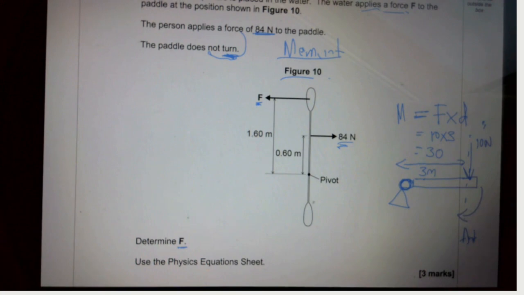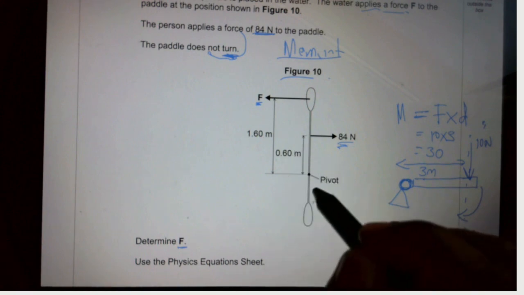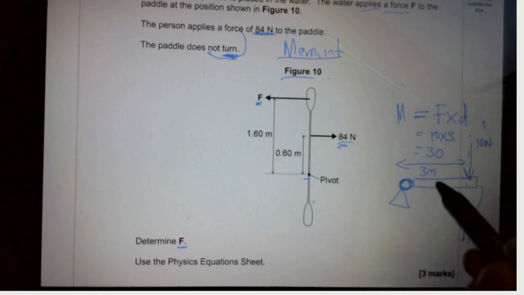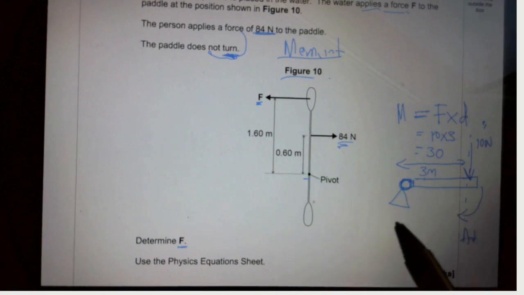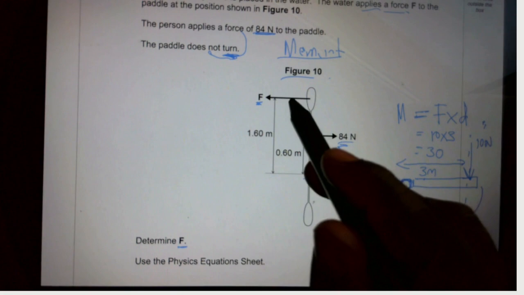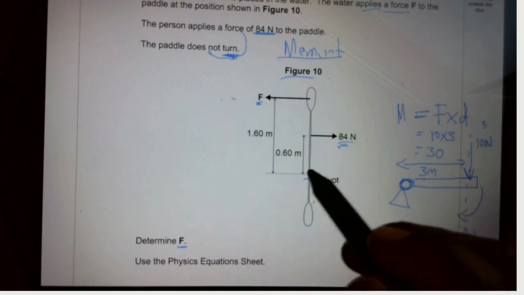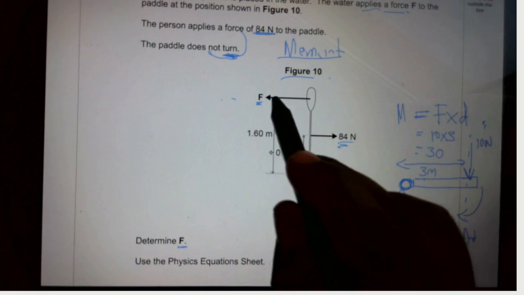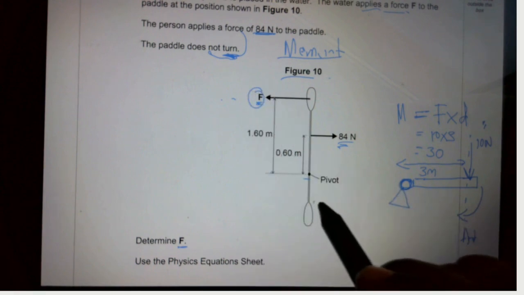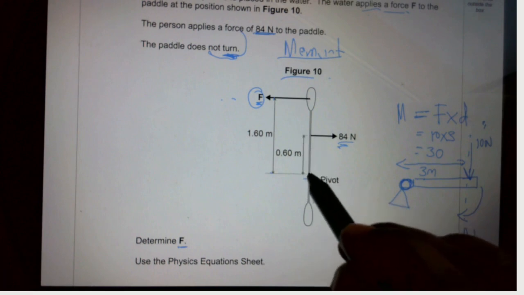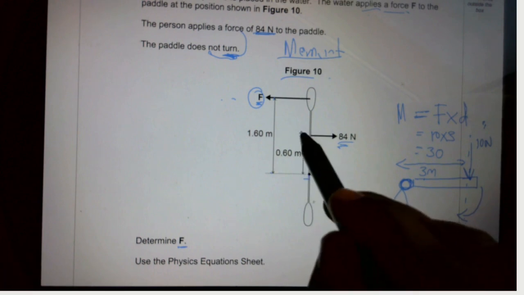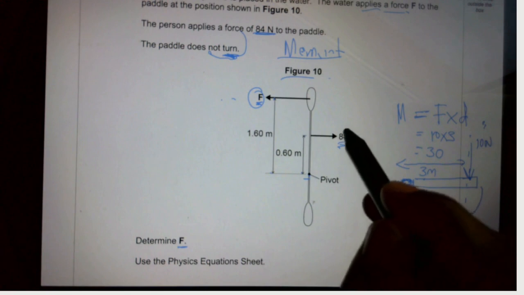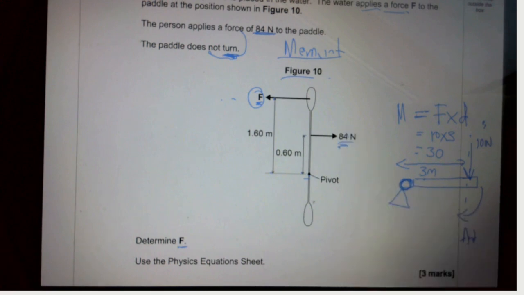Now I want us to check one thing. If we check here, this is the pivot. Remember, the perpendicular distance is from the pivot to the force, to the line of action. So for an example, this one is from here to here. This is the perpendicular distance of this force. And now we check this distance from the pivot to this other force, which is the perpendicular distance of that force.